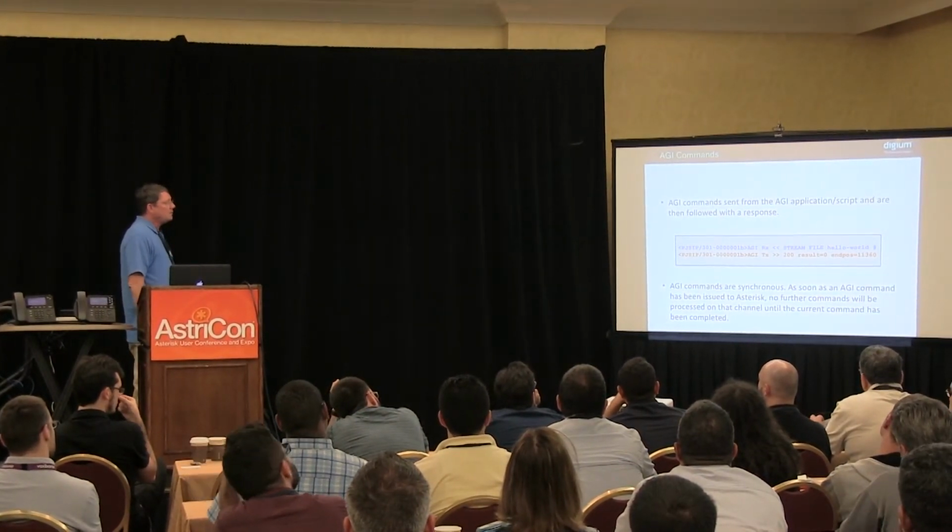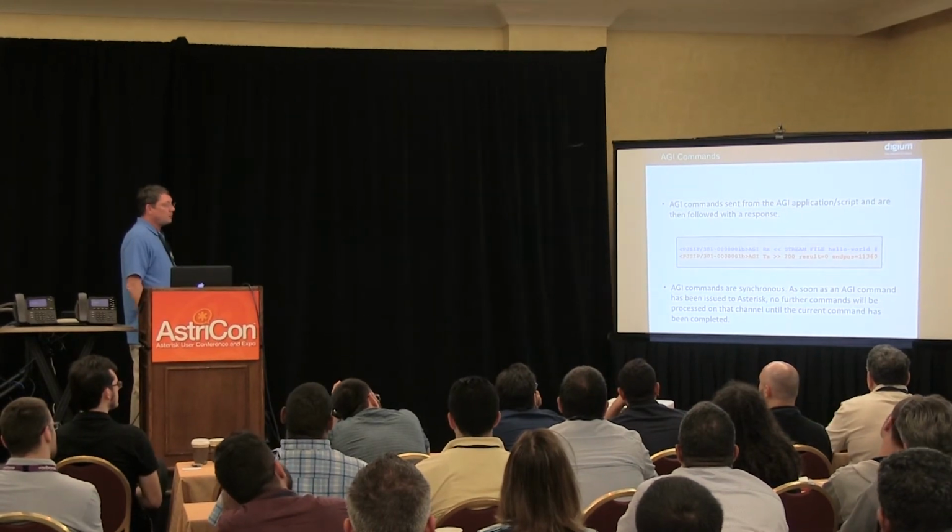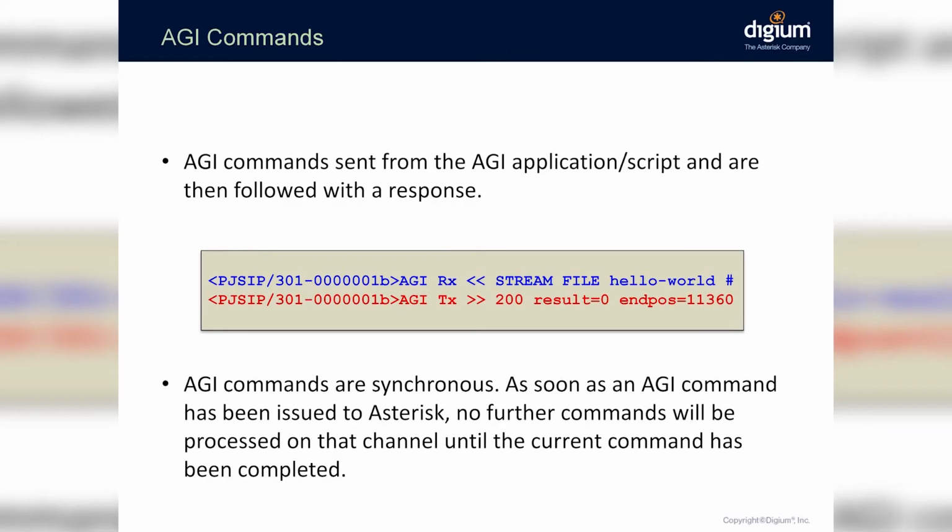The AGI commands are followed by a result, like we saw earlier. 200 is okay. In this case, we're telling it to stream a file. It gives us the in position of the file where either the pound was pressed or whether it went all the way through. And I'm not sure what that number represents. I've tried to correlate it into bytes or something, but I'm really not sure what that in position correlates to.